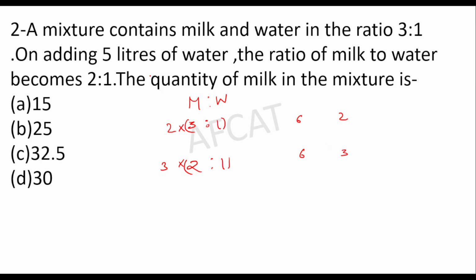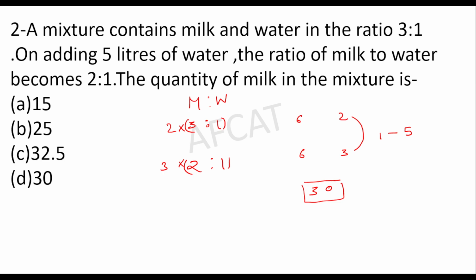And what he said is that you have added water. So water you have added, so 1 ratio will be equal to 5. And the quantity of milk in the mixture will be 30. Because if 1 ratio value is 5, then what will be the value of 6? 6 into 5 will be 30. So this was a shortcut.